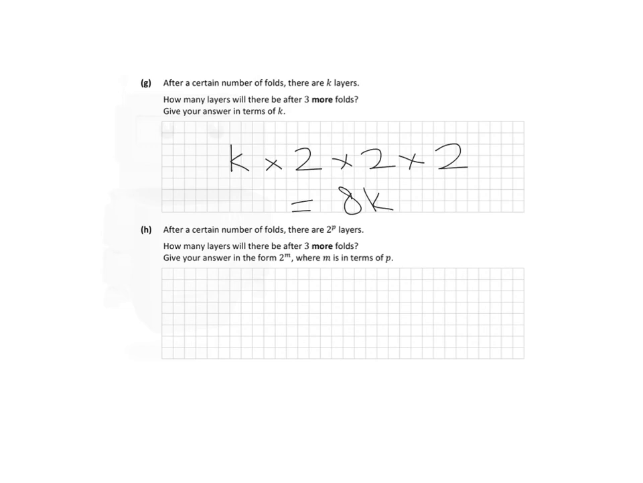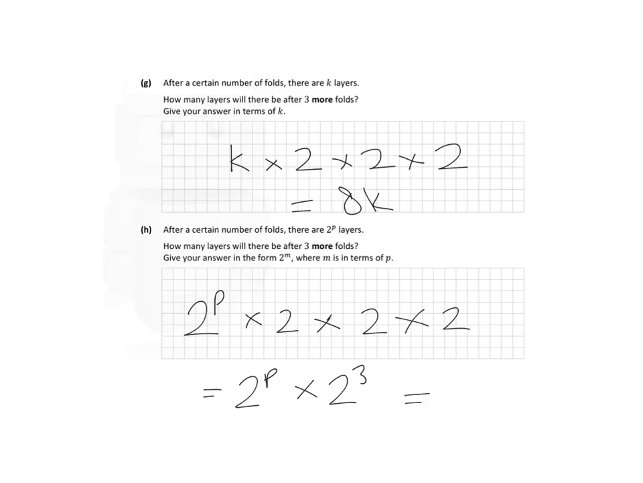It's the same for the next question. After a certain number of folds, there are 2 to the power of p layers. How many layers will there be after 3 more folds? So doubling that, then again, and then again, we get 2 to the power of p multiplied by 2 to the power of 3. But we have to write our answer in the form 2 to the power of m. So this is our rule of indices. When the base number is the same and we're multiplying them, we add the powers together. So we get 2 to the power of p plus 3.